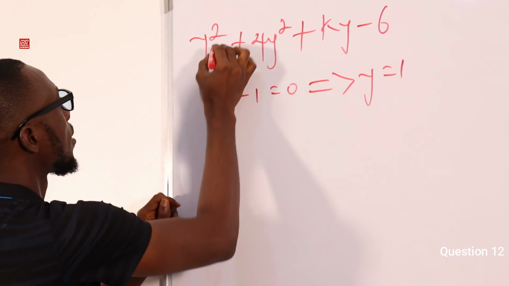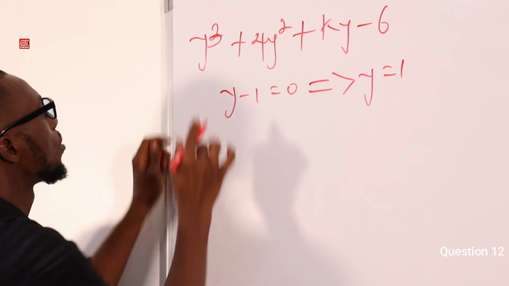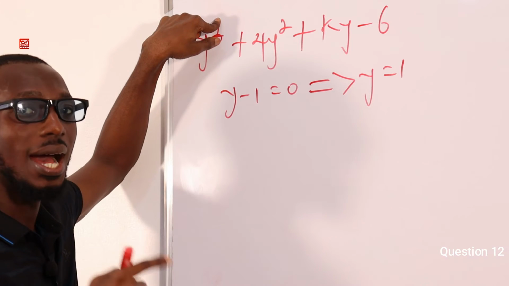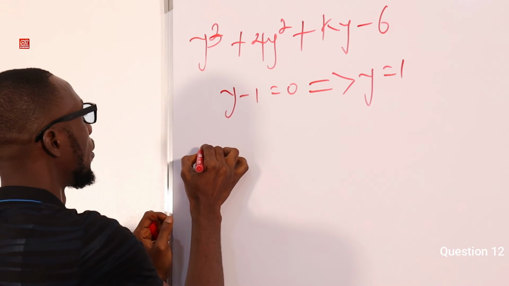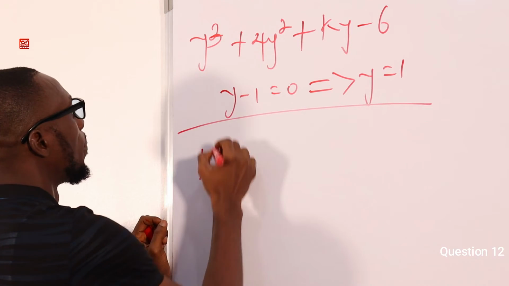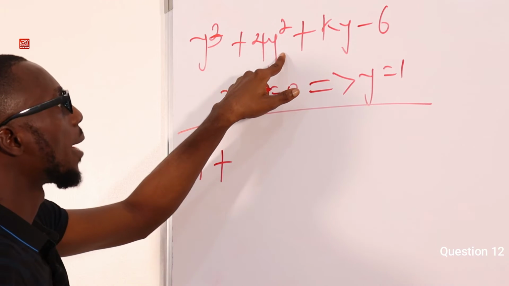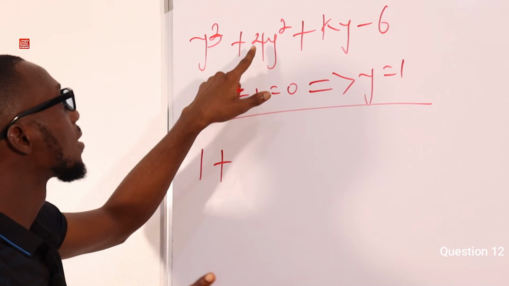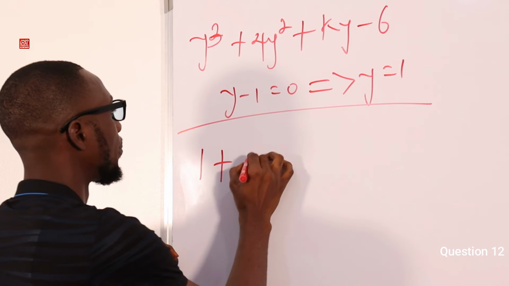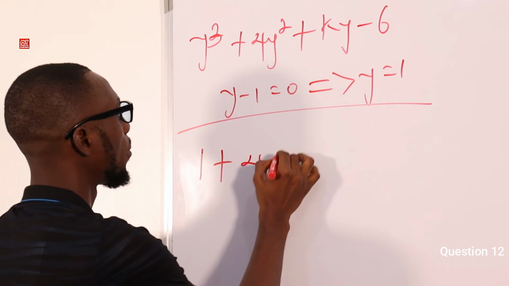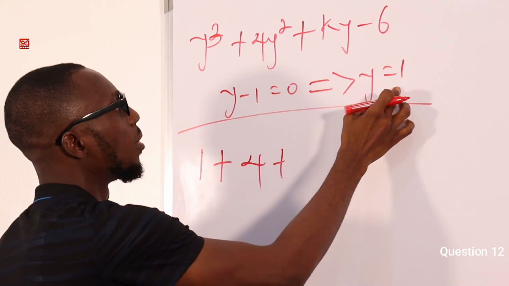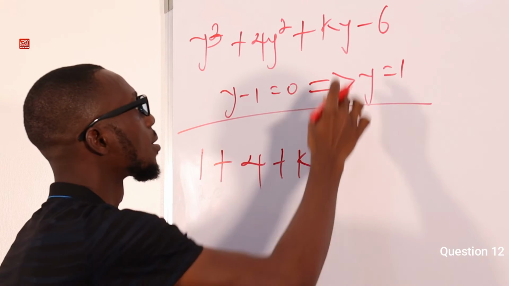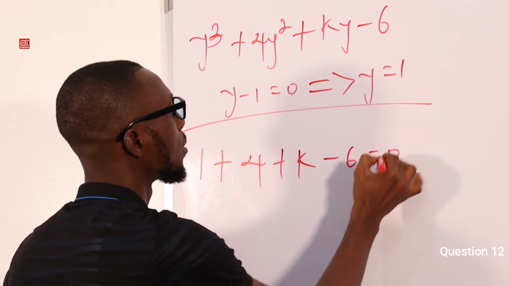So this is cube, not raised to power 2. So this is 1 raised to power 3. It is 1 times 1 times 1, and that is still 1. Plus y raised to power 2, that is 1 raised to power 2, that is 1 times 1, that is 1, times 4, that is still 4. We have plus y is 1, 1 times k, we have k. Then we have minus 6, all equals 0.